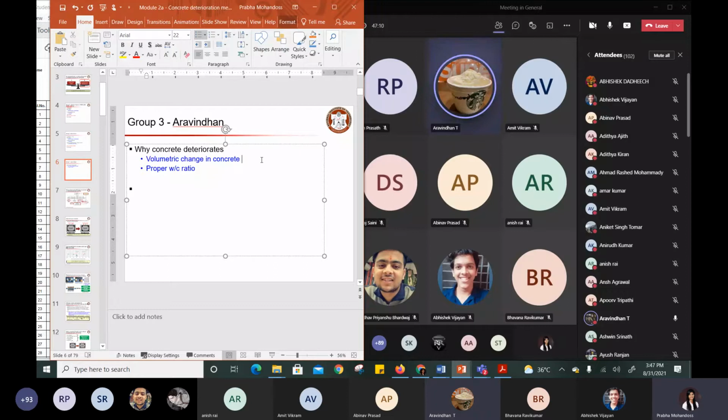There may be presence of unstable elements in the concrete. So, unstable elements in concrete. Okay. I don't know after this one. I'm not really getting ideas right now. Fine. Okay, no issues. Anyone else from this group?